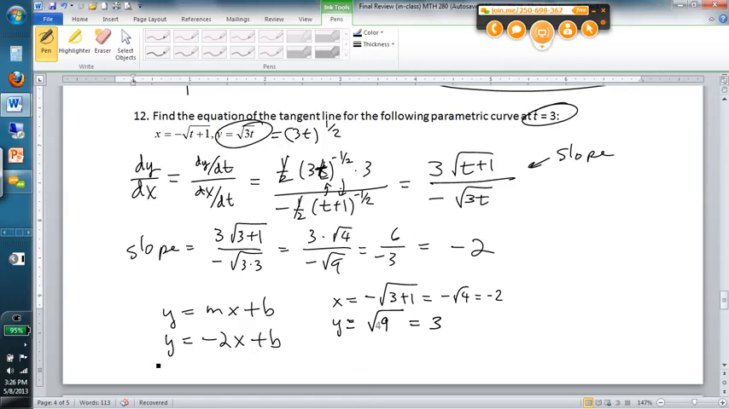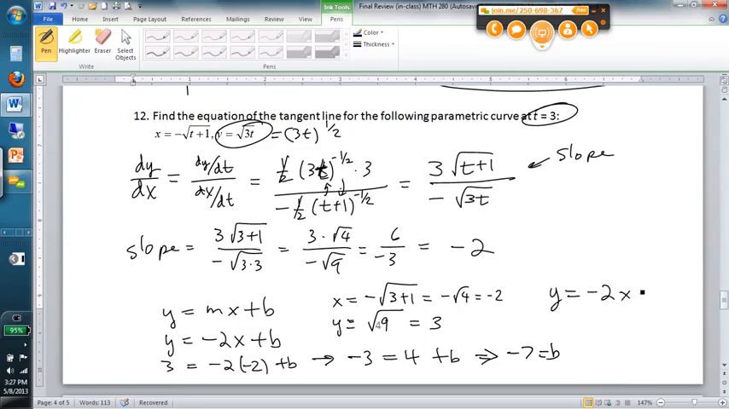So I can figure out b then. Y is 3, x is negative 2. Hey, that's 3 equals 4 plus b. That's negative 1 equals b. So y equals negative 2x minus 1 would be my tangent line for this particular curve.